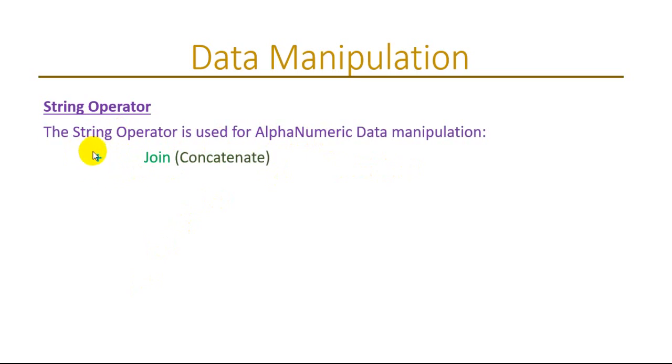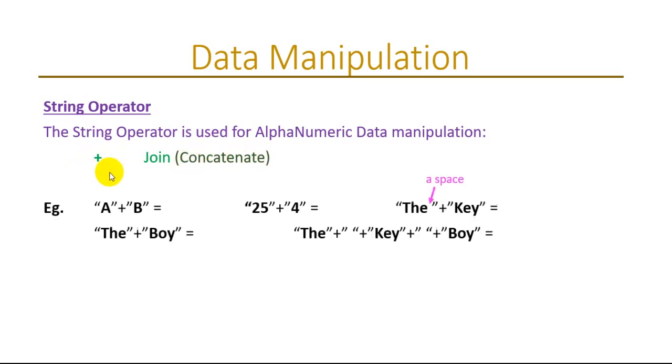Now, in the arithmetic operator you have plus, and in the string or alphanumeric operator you also have plus. These two pluses are two different pluses. The plus in the arithmetic operator is adding two numbers or two values. Here it is kind of adding, but it's a join, and that is also called concatenate, joining. So let's go ahead and see what this means.